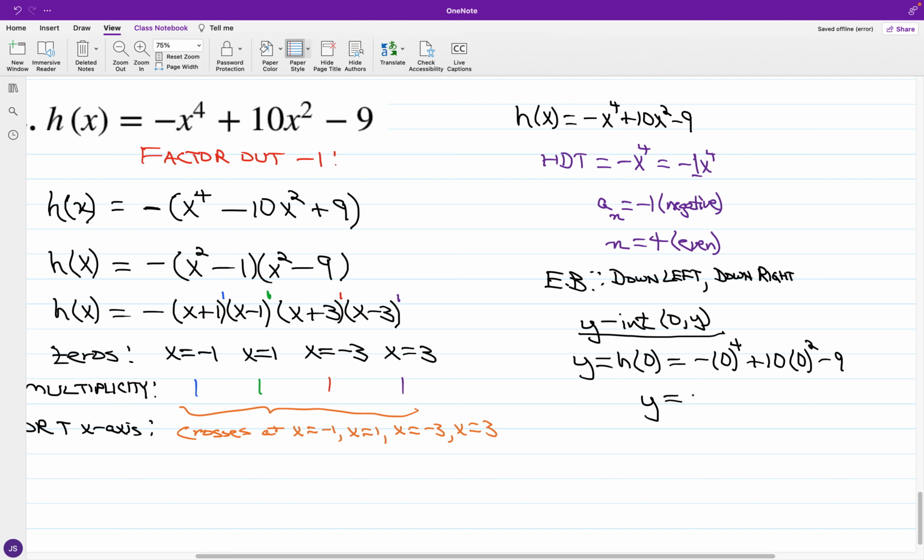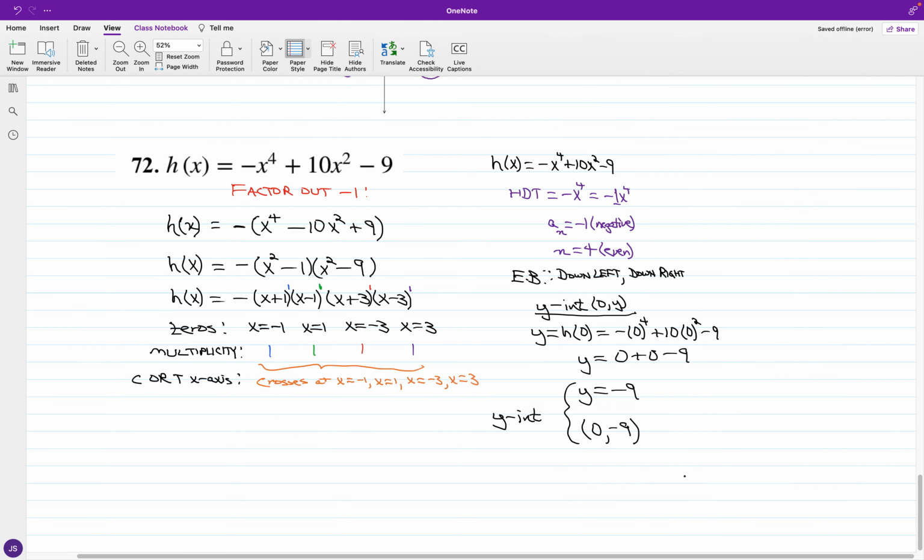Okay, so you have 0 to the fourth is 0, 0 squared is 0, 10 times that is still 0, and we have the negative 9 to follow. So this time, instead of y is equal to 0, we had the y-intercept to be y is equal to negative 9. And just displaying in ordered pair terms, it would come out to (0, negative 9).